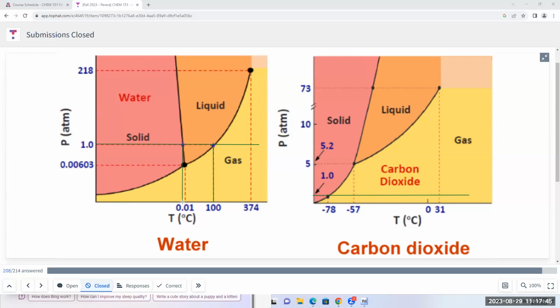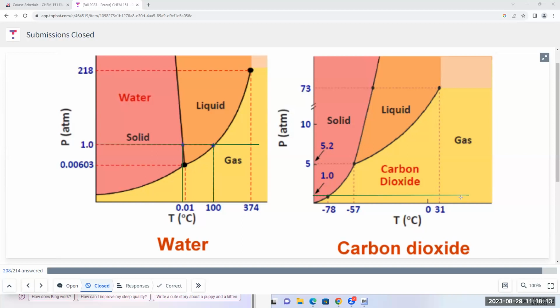Now, if we try to do the same thing for carbon dioxide, here's our 1 atm line. Does it ever cross the liquid gas boundary? Everybody, can you look at that? Does the 1 atm line cross the liquid gas boundary of carbon dioxide? Never. It never does that, right?